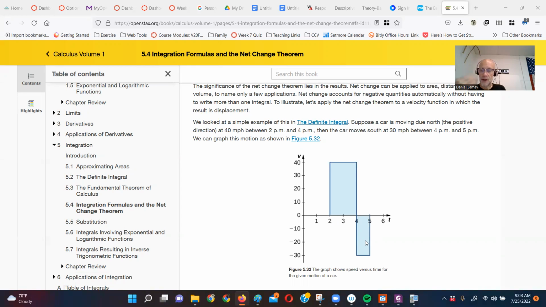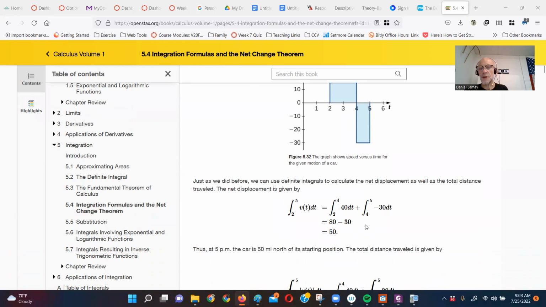Now, if we wanted to talk about total distance, we make that negative area positive and we add them together. So all together they went 80 plus 30, 110 miles. Okay, so that's pretty easy to do.